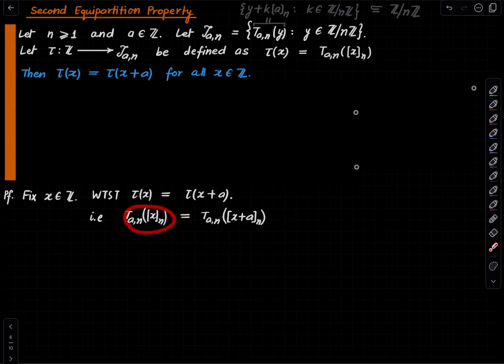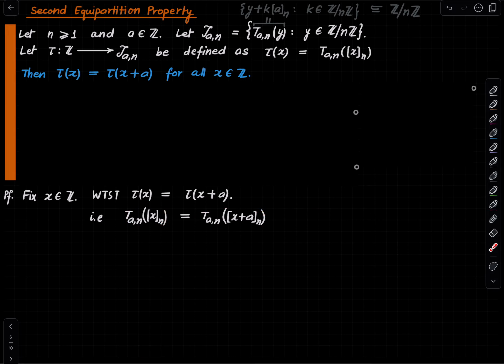So these are two trajectories. We can show that they are equal as soon as we show that they intersect, because the first equipartition property says that two trajectories are either equal or they are disjoint. So to show this, we just need to show that these two trajectories have some point in common.